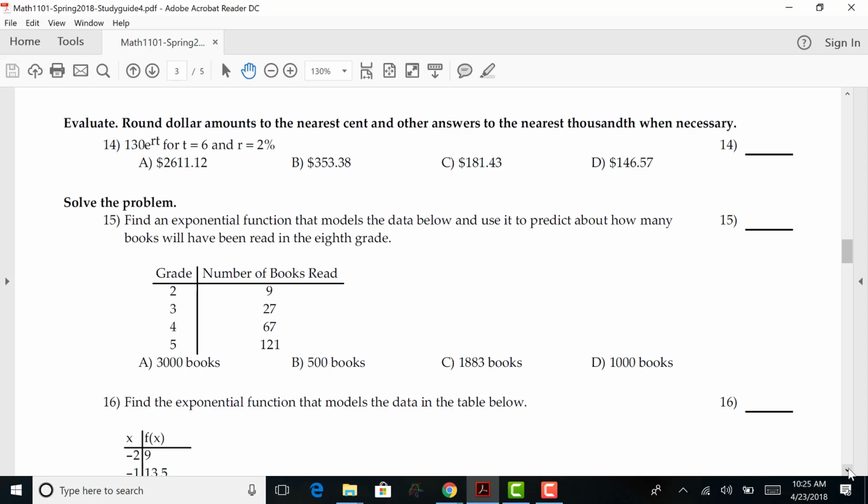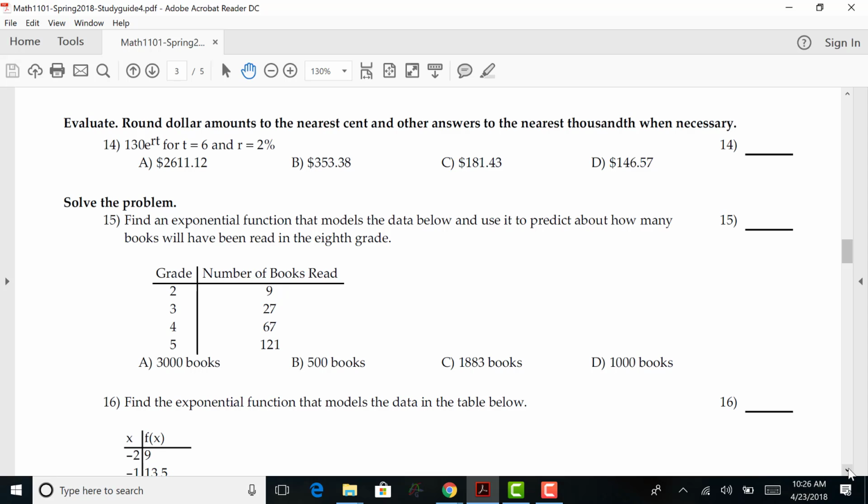How much money do I have in 6 years? $146.57. And that's compounding how often? When you see the e, how often is it compounding? Continuously, all day, every day, all night, 24/7.